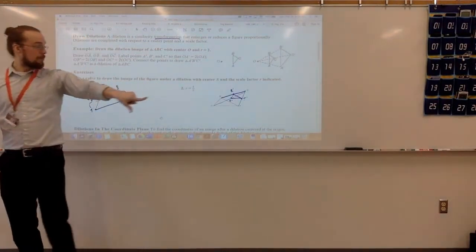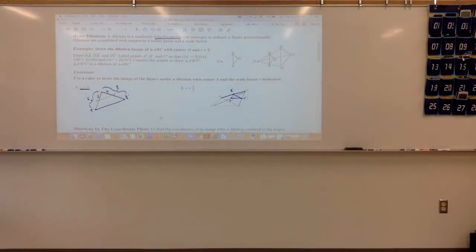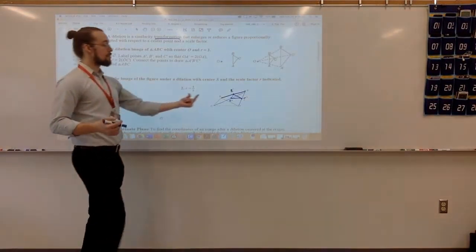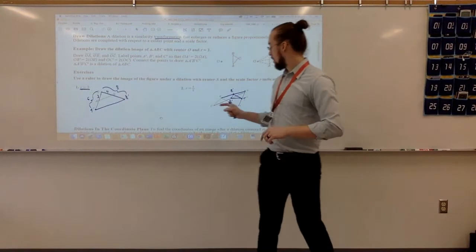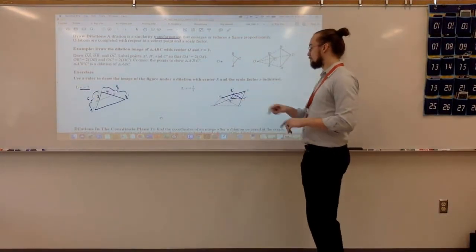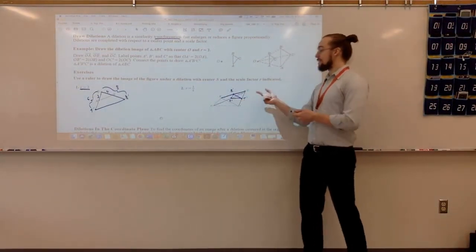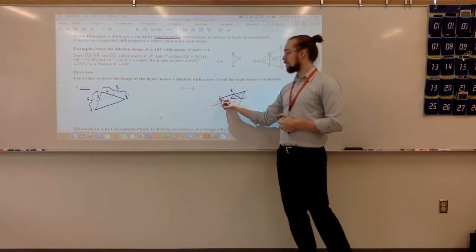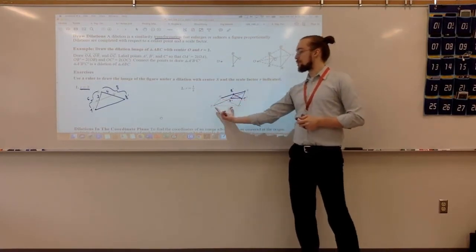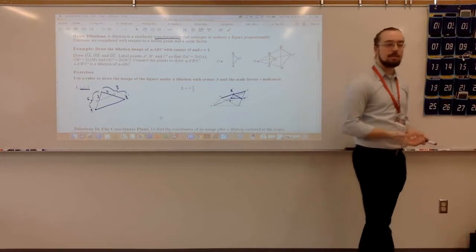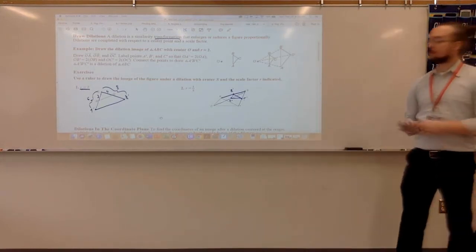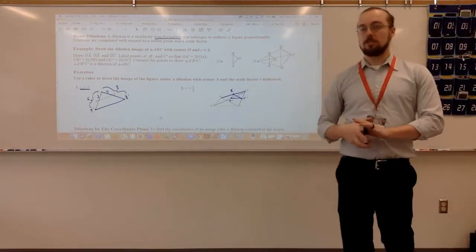All right, did we end up with something like this for our second example? Okay, so this new triangle, R prime, C prime, T prime, is exactly half the size of RCT. Each side is exactly half the length. Okay? Questions so far?